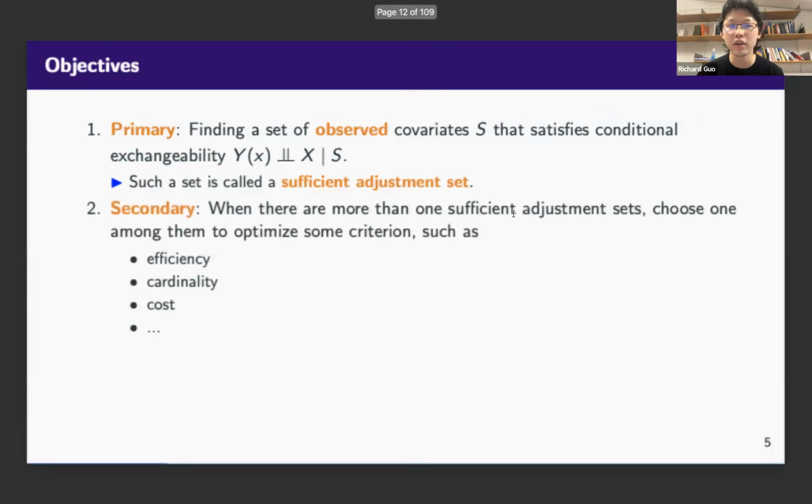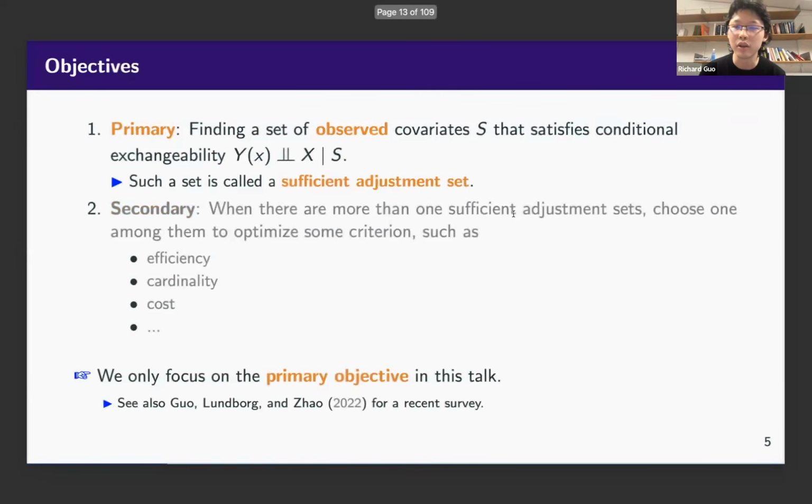And also, there are a bunch of secondary objectives, and that is when you have multiple choices of sufficient adjustment sets, you can further choose one to optimize some specific criterion, such as efficiency, the cardinality of the set, and the cost of data collection, for example. These are all very interesting problems, and they have been considered in the literature. But for now, I'm going to set that aside. For this talk, I'm going to only focus on the primary objective, namely finding a set S for which this conditional exchangeability holds.